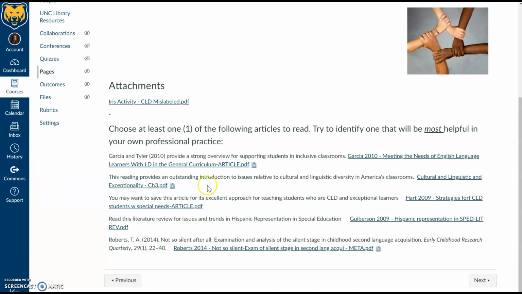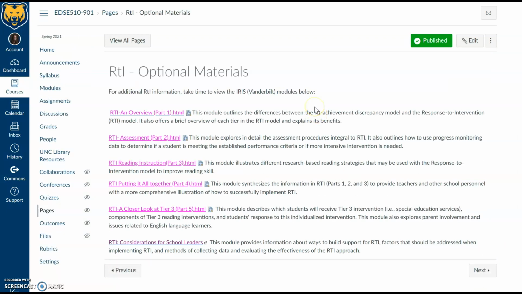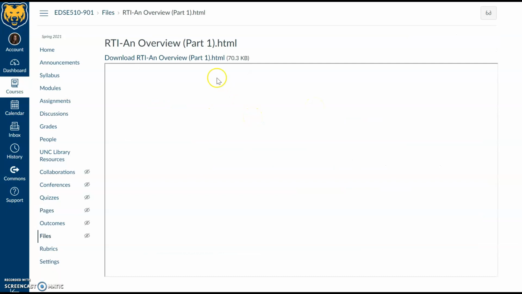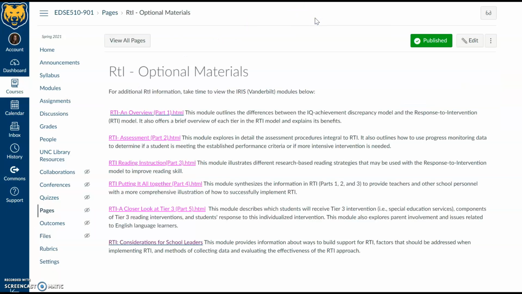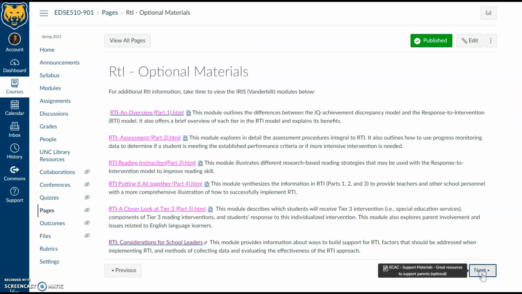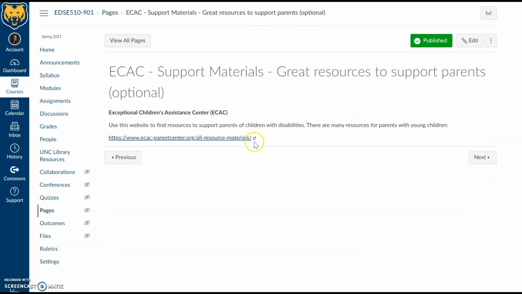So there will be several articles provided to you. You can choose one. Obviously, if you want to read more than one, you are completely welcome to do so. More information regarding response to intervention, and obviously, as we have discussed, IRIS modules are a beautiful thing. I encourage you to check them out because this is an important topic in our course that we have reviewed and will continue to do so.